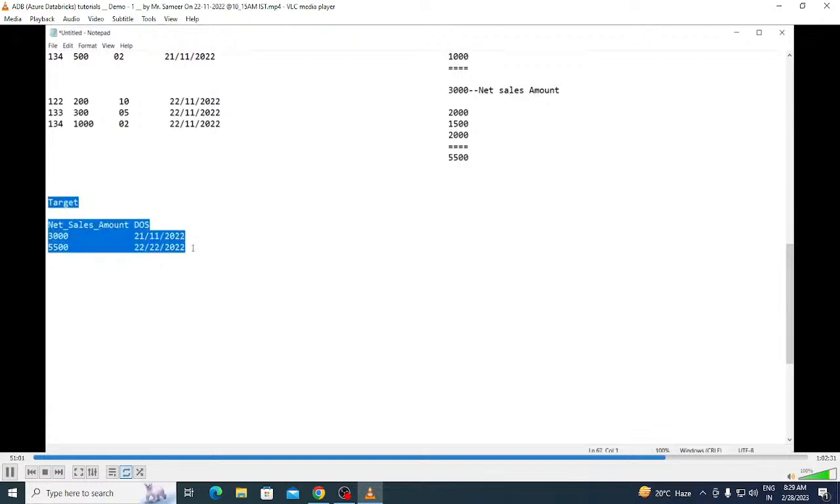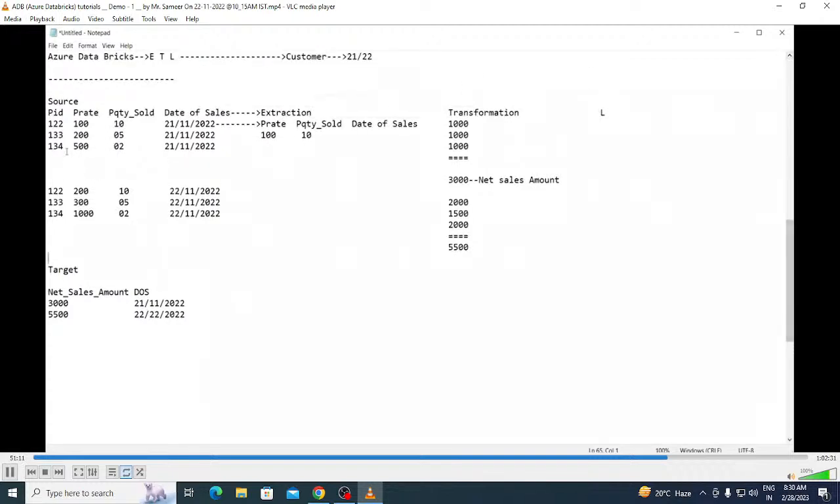Now, can you see here, this entire thing we have done? We have transformed this much data. This data of two tables, I have transformed into one table in a summarized manner. So you can report this to the customer, stating that this is the difference of sales between the 21st and 22nd day of November 2022. Am I right, everyone?